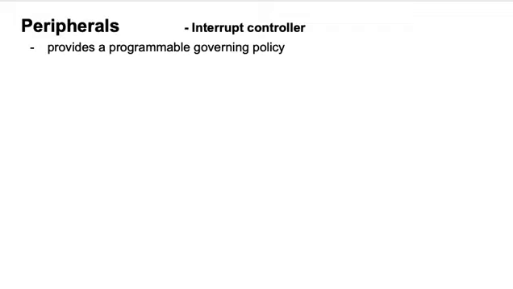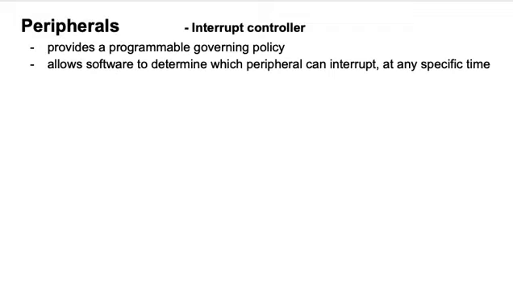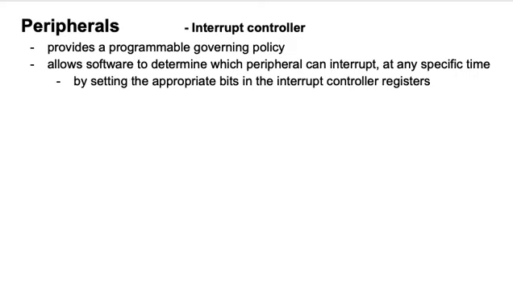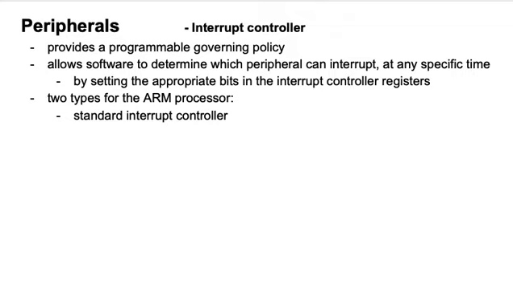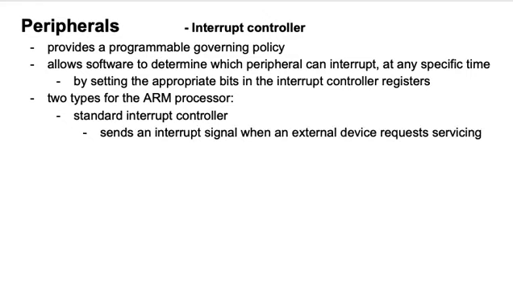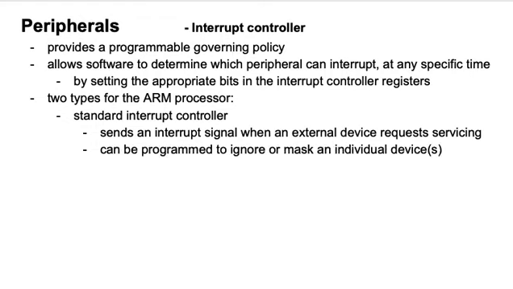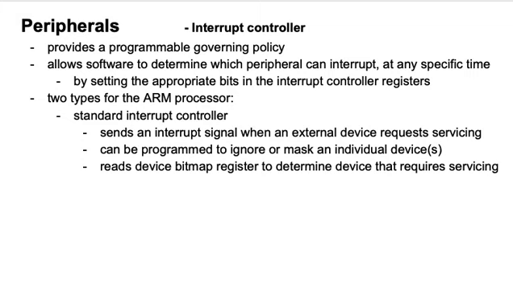Another type of peripheral is the interrupt controller. An interrupt controller provides a programmable governing policy. What it means is that there is a software that can determine what interrupts can be allowed at any specific time. These interrupts can be programmed by setting appropriate bits in the interrupt control registers. For the ARM processor, there are two types of interrupt controllers.